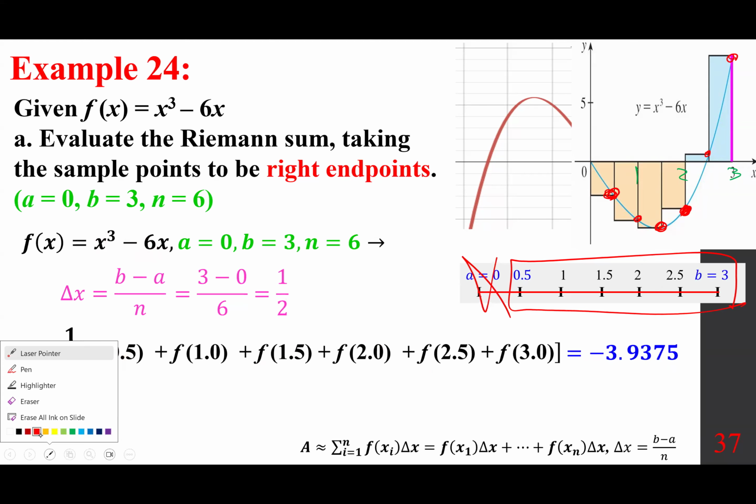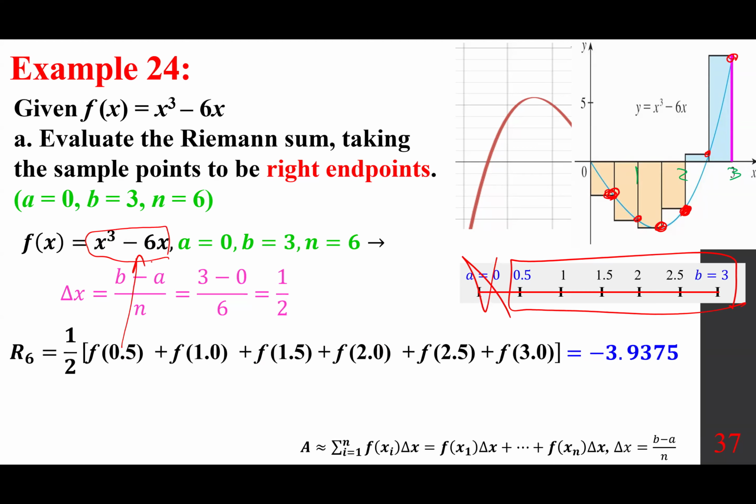One more time. How do you find f of 0.5? Put it into this: 0.5 cubed minus 6 times 0.5. 1 is easy. 1 cubed is 1 minus 6 times 1 gives you 5. So this would give you 5, for example. Okay. 2 is also easy. 2 gives you 2 cubed, 8, minus 12, minus 4. So on and so forth. So you can easily put it in.